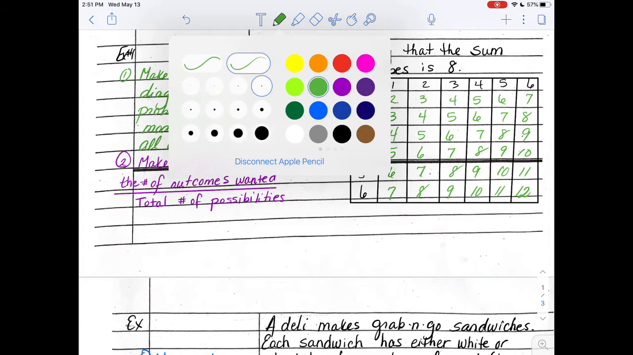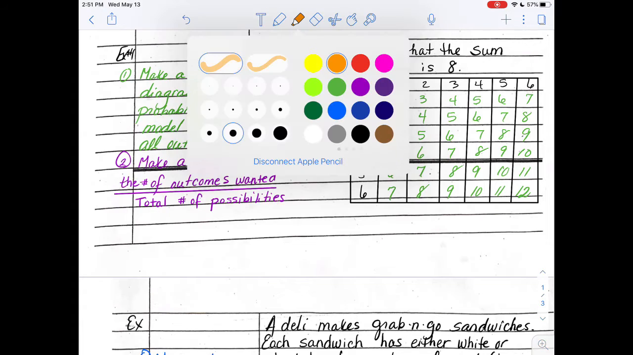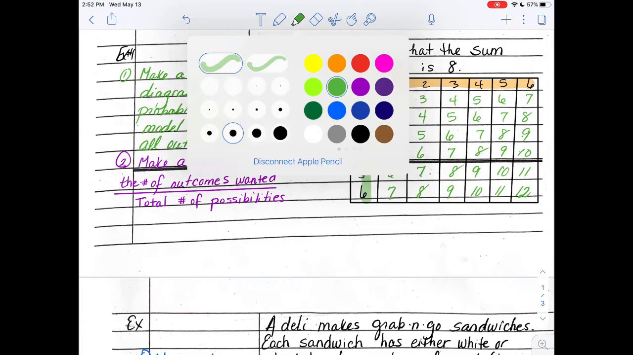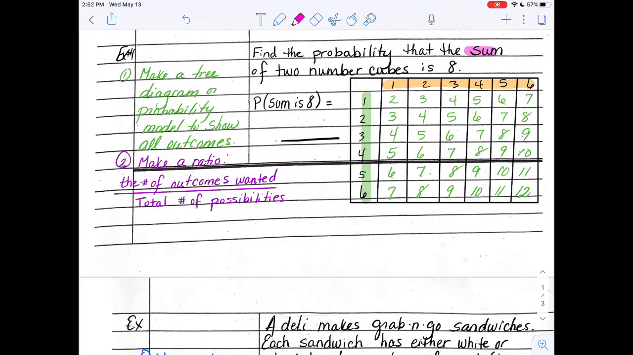So I put on the top here, the first die, the first number cube, and I could only have 1, 2, 3, 4, 5, or 6. And then I put down on the side the other number cube, which again only is going to have 1, 2, 3, 4, 5, or 6. Now the question asks, what is the sum? Which means if I add those numbers together, what would be my answers?